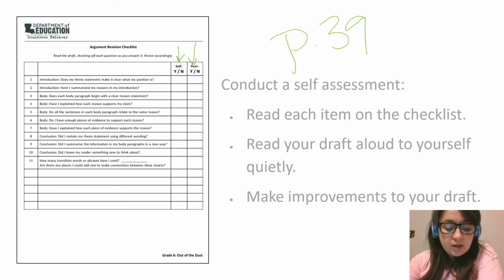Question 6. Do I have enough pieces of evidence to support each reason? Yes or no? Remember, we want to have at least 2 to 3, okay? You don't just want to have one piece of evidence.